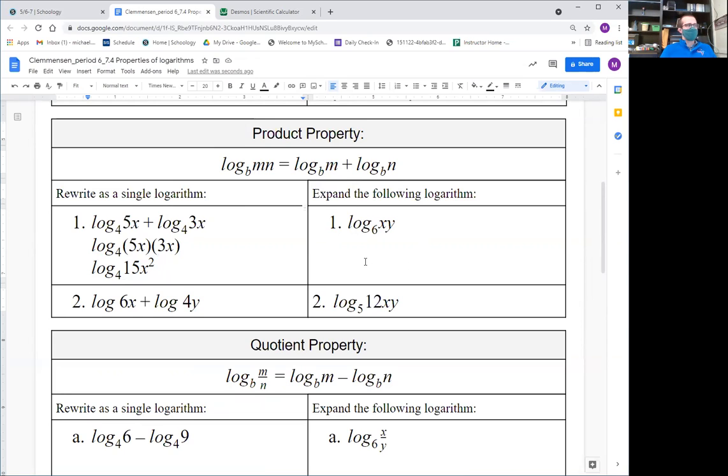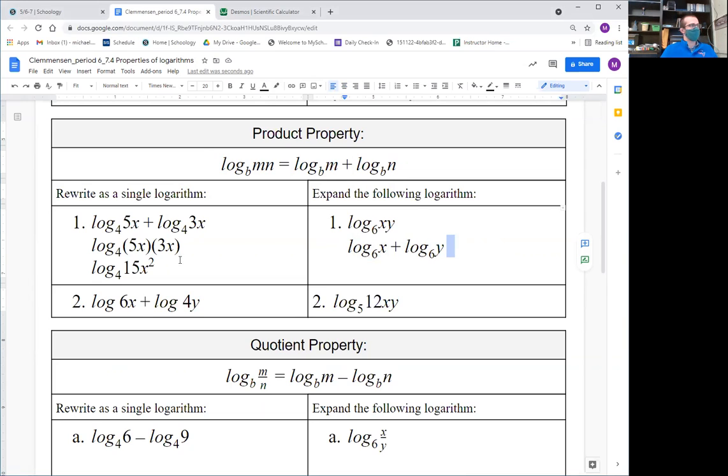Similarly, over here, we can do the same type of thing, but in reverse. Instead of starting with the plus sign in the middle with two separate logs, sometimes they'll ask us to expand the following logarithm by taking the multiplication and breaking it up into two pieces. So instead of log of xy, it's going to be log x plus log y. And that is it for this one right here.